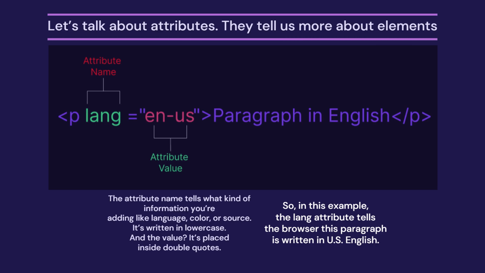Let's talk about attributes. They tell us more about elements. Attributes give extra information about what's inside an element. You'll usually find them inside the opening tag, made up of two parts, a name and a value, separated by an equal sign. For example, <p lang="en-US">Paragraph in English</p>. Here, lang is the attribute name, and en-US is its value. The attribute name tells what kind of information you're adding, like language, color, or source. It's written in lowercase. And the value? It's placed inside double quotes. So, in this example, the lang attribute tells the browser this paragraph is written in US English.